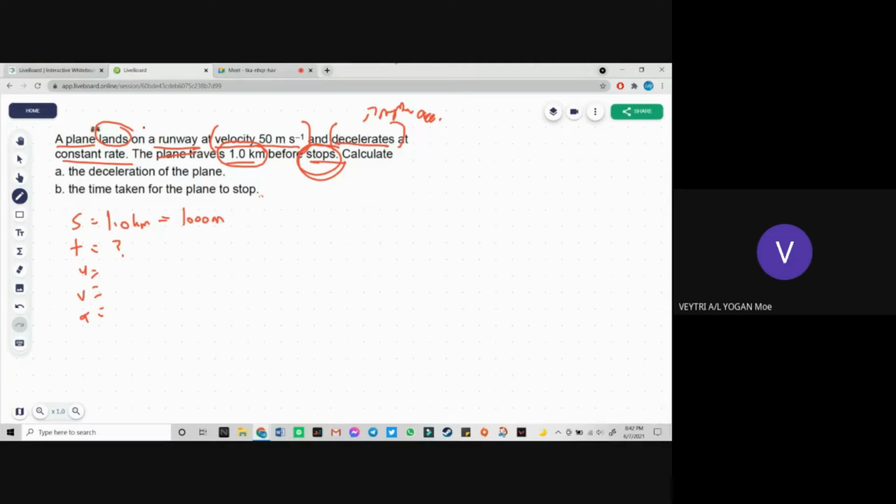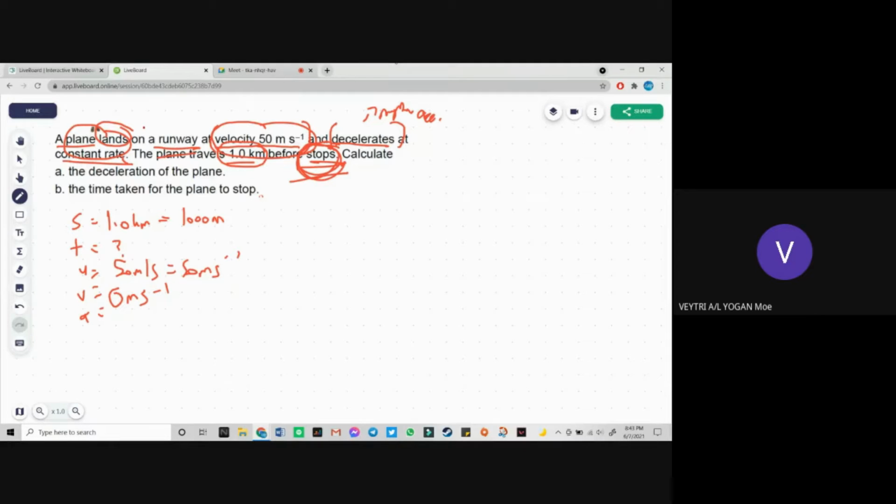Tu soalan dah bagi. Plane lands at velocity 50 meter per second. Therefore, the initial velocity is 50 meter per second. Atau you can also write 50 m s to the power of negative 1. Itu initial. Final, stops. The moment it stops, put it out: 0 meter per second. Okay, don't confuse yourself. Stop, okay. Just because it stops, decelerate at a constant rate is going to be a different value. No. Ada perkataan terang-terang stop, just write 0 meter per second.